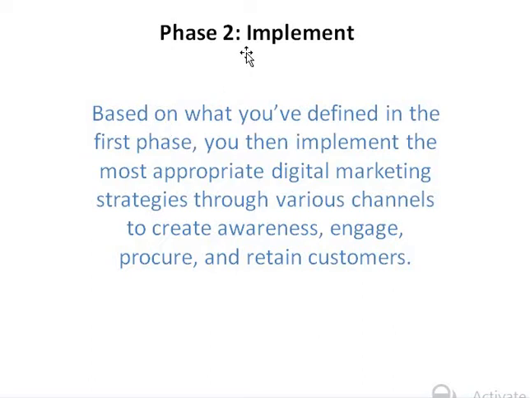The second step is implementation. Based on what you have defined in the first phase, you then implement the most appropriate digital marketing strategies. As I said, a mix of digital marketing strategies. Sometimes it can be a single strategy, maybe only social media marketing for brand awareness, or maybe you are working only on Google search engine marketing, Google AdWords, search advertising for lead generation or revenue generation, and sometimes maybe a mix of multiple, two, three, four strategies or methods, right?